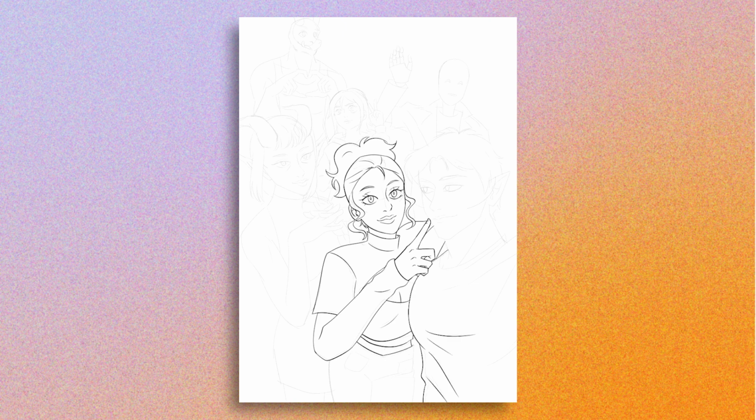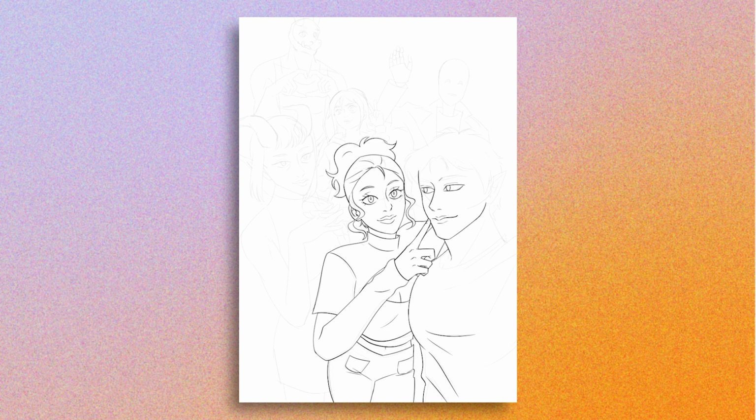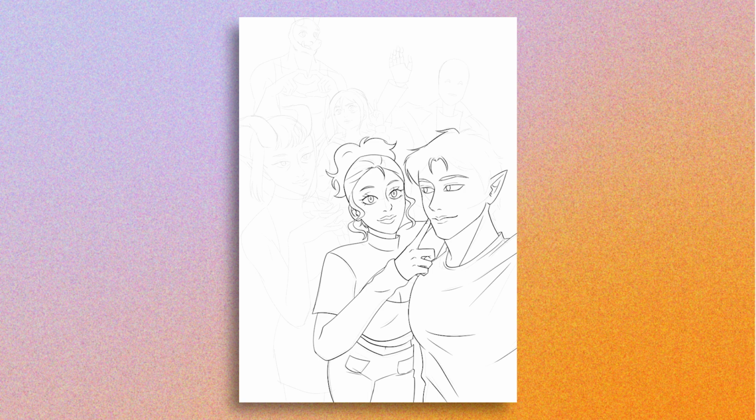The next thing I think about when it comes to your character design is going to be your character's shape language. Now this, depending on your art style, could look a little bit different. The first thing I think of with shape language, if you were to completely black out your characters and see the silhouettes of your characters, are they all going to look the same or are they all going to look different? Think of your Western cartoons.